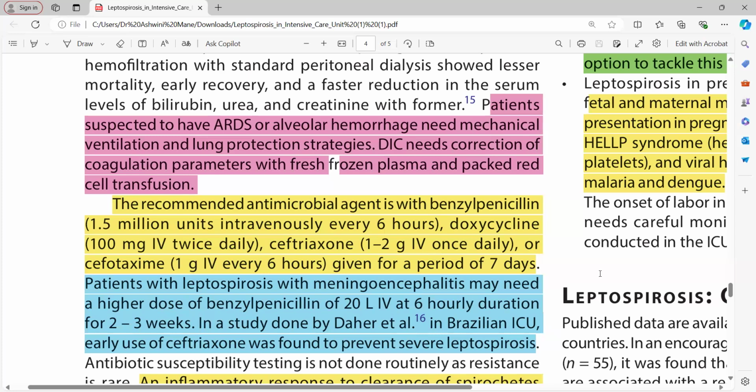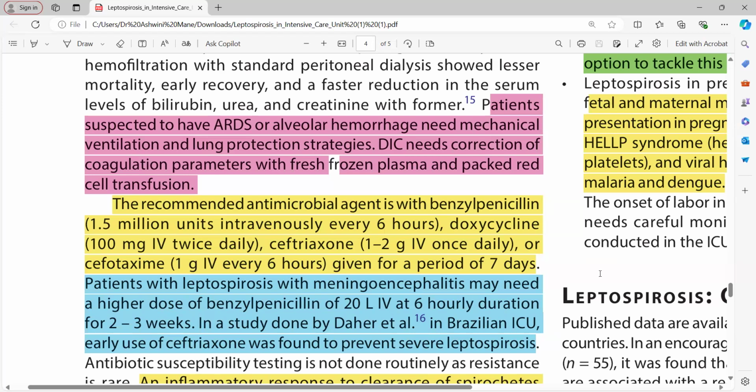The recommended antimicrobial agents are benzyl penicillin, that is 1.5 million units intravenously every 6 hours, and doxycycline, that is 100 mg IV twice daily, and ceftriaxone, that is 1 to 2 gram IV once daily, or cefotaxime, that is 1 gram every 6 hours, given for a period of 7 days. Patients with leptospirosis with meningoencephalitis may need a higher dose of benzyl penicillin of 20 lakh units at 6-hour intervals for 2 to 3 days, 2 to 3 weeks.